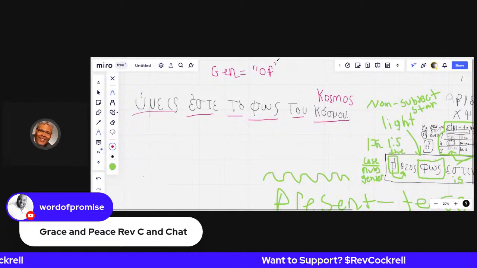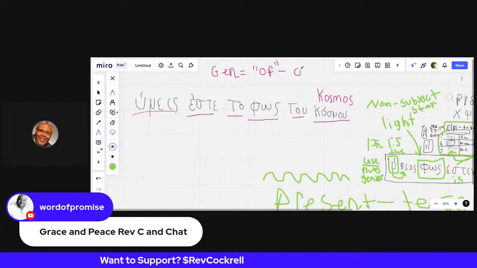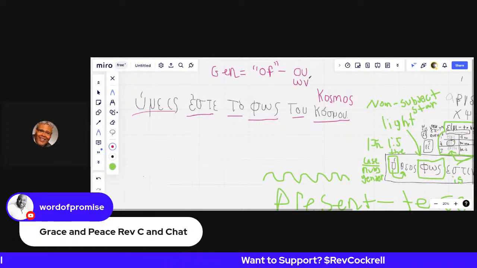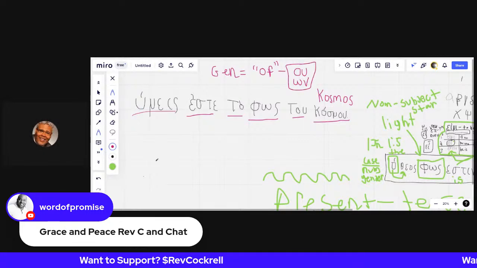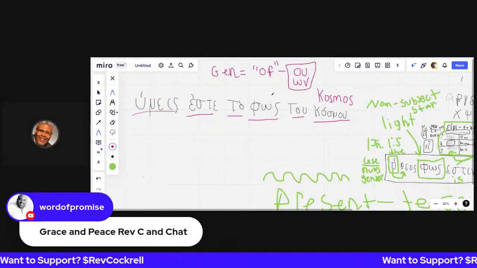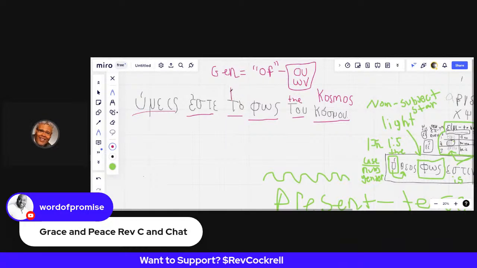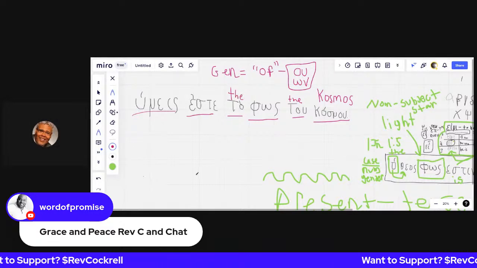You will put "of" in your translation for the genitive. Usually, genitives end in o or own. These are your genitive cases for nouns. These are your articles, so they just simply translate into "the." Let's see if you can get that from there.